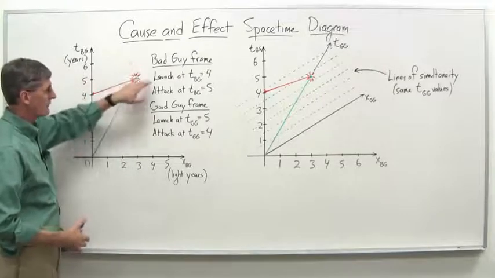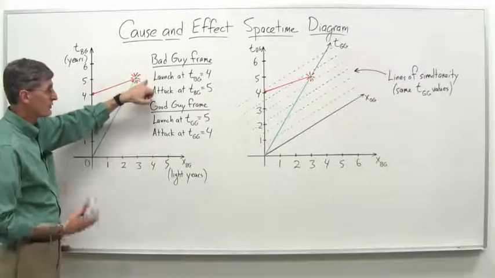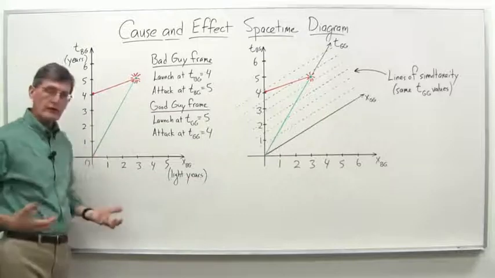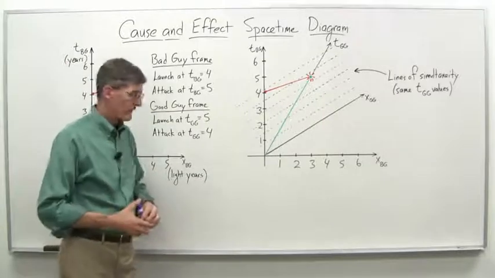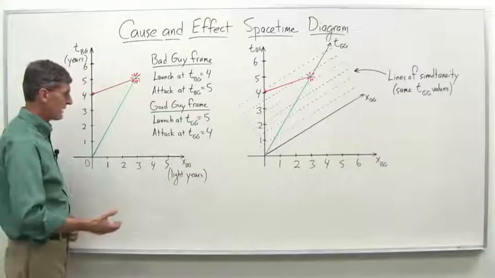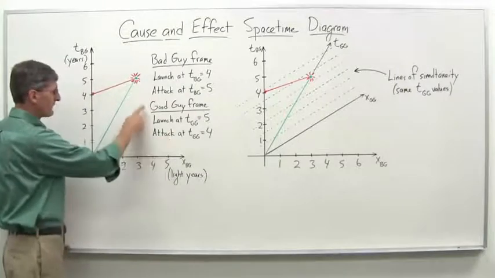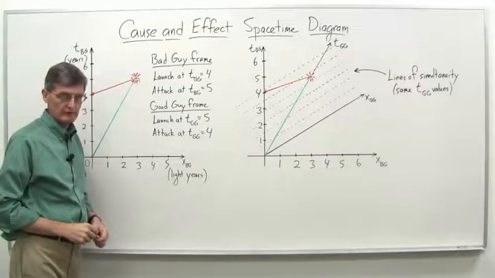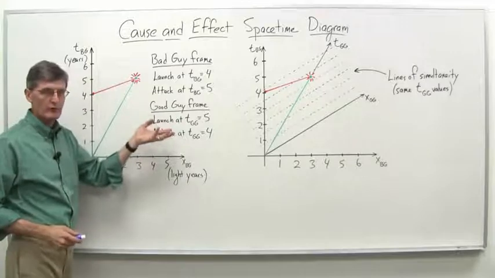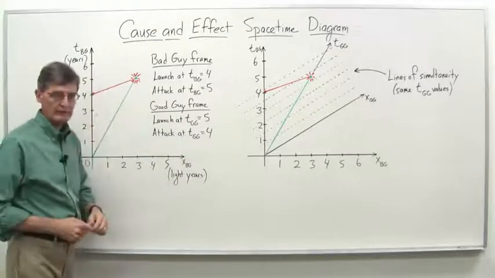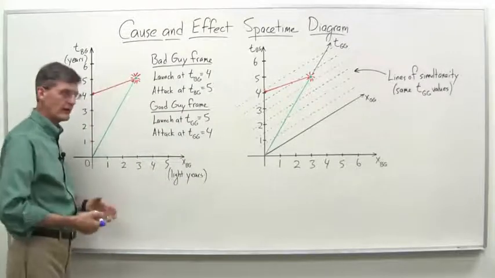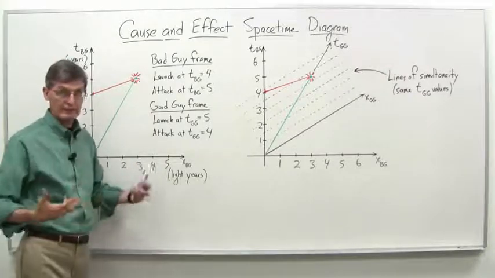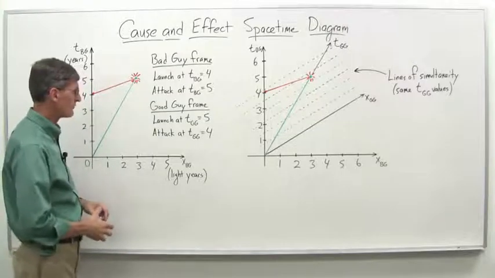And we analyzed it from the bad guy frame. The launch occurred at 4 years, and the attack was at 5 years. And then we analyzed it from the good guy's frame of reference using the Lorentz transformation and discovered that the attack occurred at 4 years in their frame of reference, but the launch occurred at 5 years. In other words, the attack occurred even before the super spaceship had been launched, and therefore clearly a violation of cause and effect. You can't have an attack if the spaceship hasn't maybe even been invented yet and certainly hasn't been launched at that point.